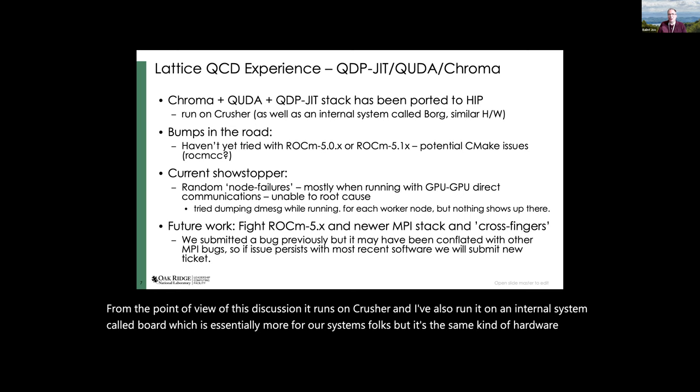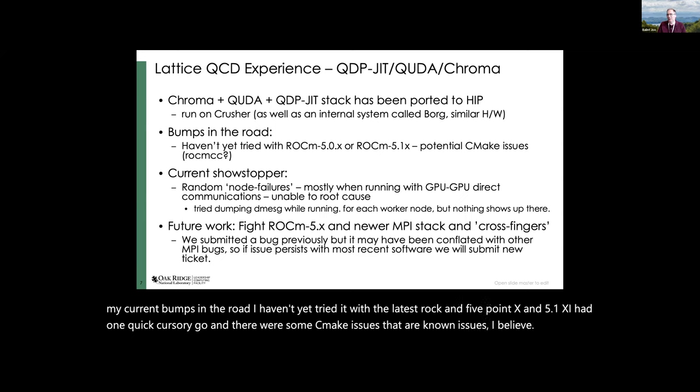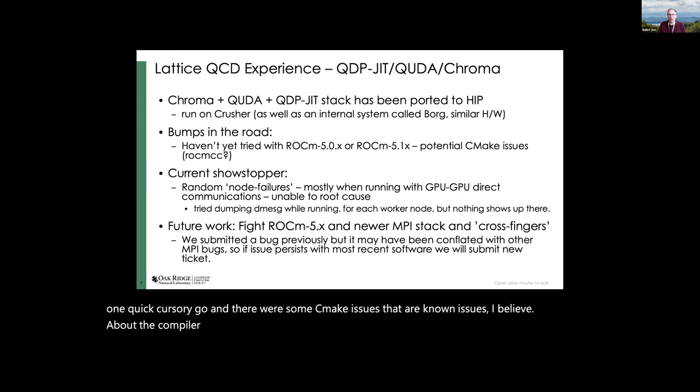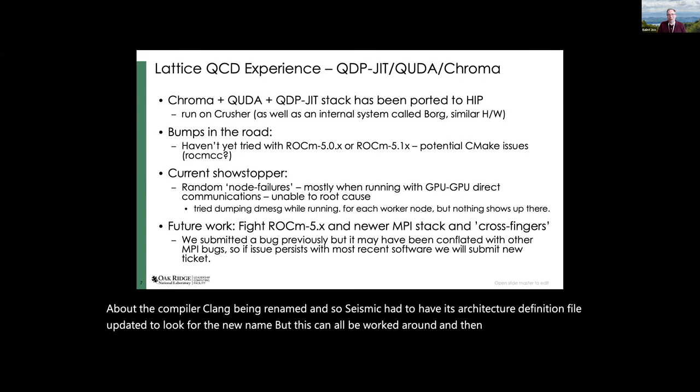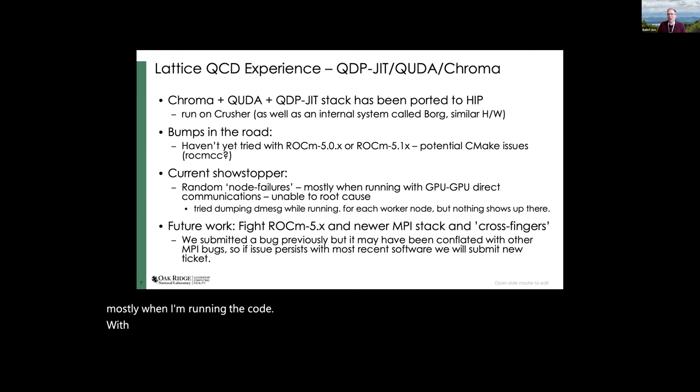My current bumps in the road: I haven't yet tried it with the latest ROCm 5.0 and 5.1. I had one quick cursory go, and there were some known CMake issues about the compiler Clang being renamed, so CMake had to have its architecture definition file updated to look for the new name. But this can all be worked around. The current showstopper for me is that I see node failures on Crusher. I see them very frequently, mostly when I'm running the code with direct communication enabled between GPU to GPU.